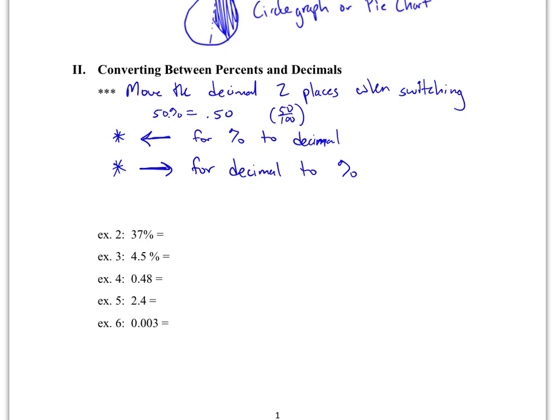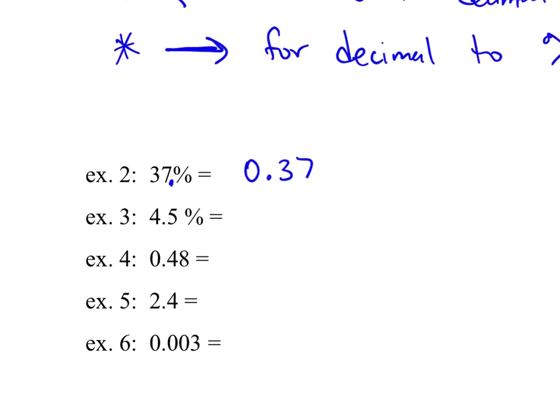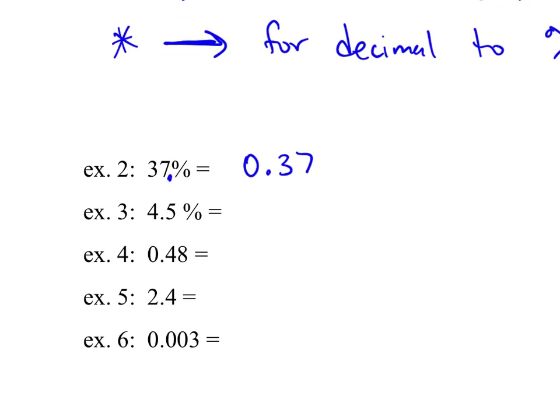So if you're converting between percents and decimals, if you have 37%, you want to make that a decimal. Adam, what would you have? Example number 2 there. 37% is what as a decimal? 0.37. Yes, 0.37. Because the decimal, even though it's not written, is after that 7 there. Alex, what would be 4.5% as a decimal? 0.045. So my decimal's right here. I'm going to move it 2 places.